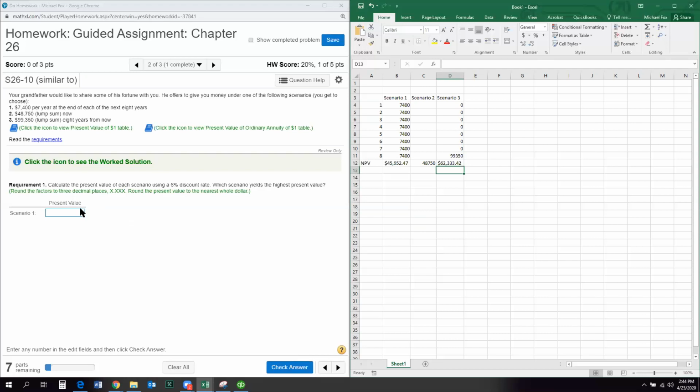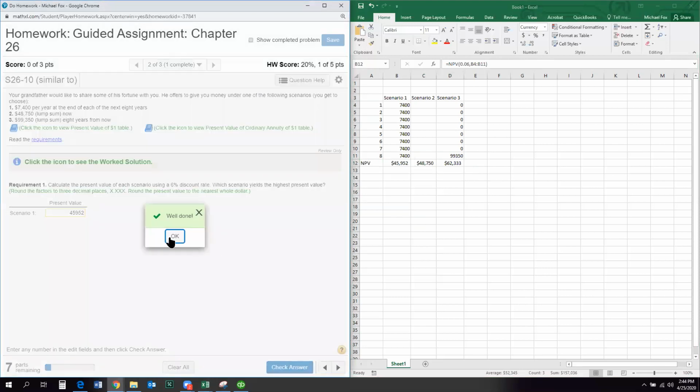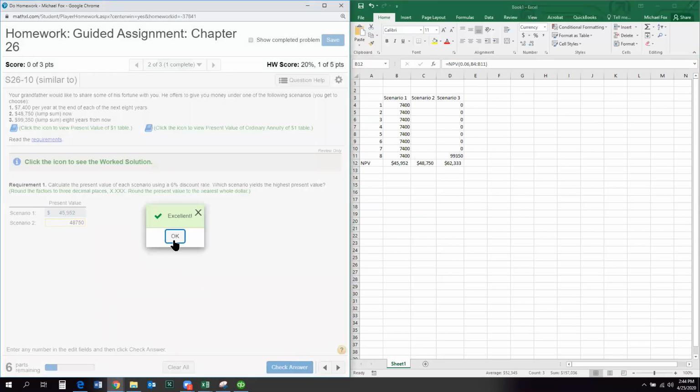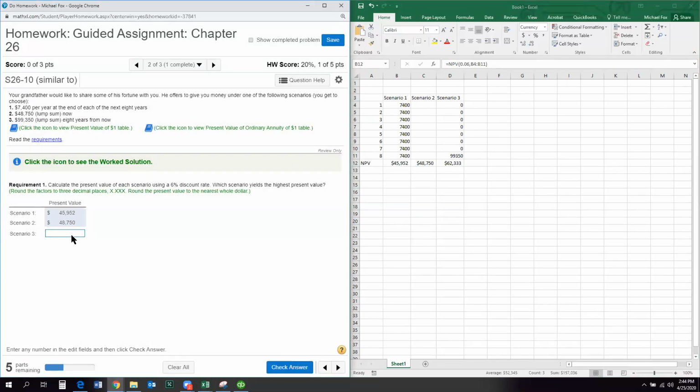So the present value of $7,400 a year, rounded to the nearest dollar, I'm going to do this so that I don't screw it up, is $45,952. And then the present value of getting $48,750 in cash is $48,750. And then the present value of getting $99,350 8 years from now is $62,333.